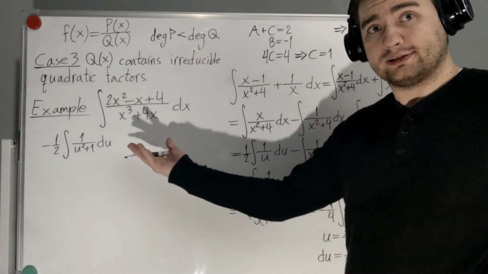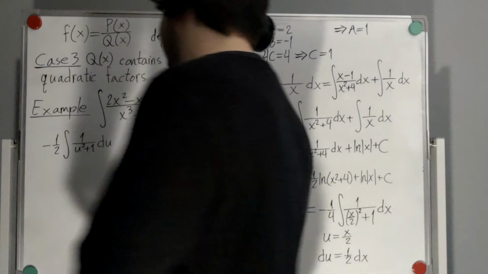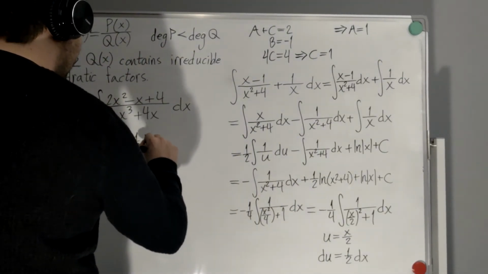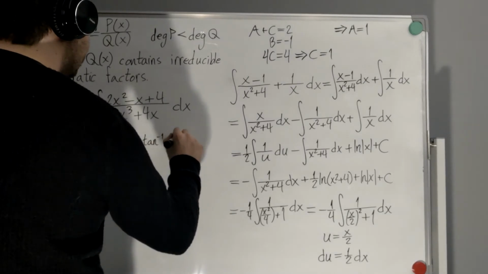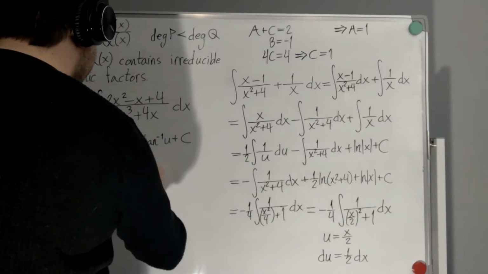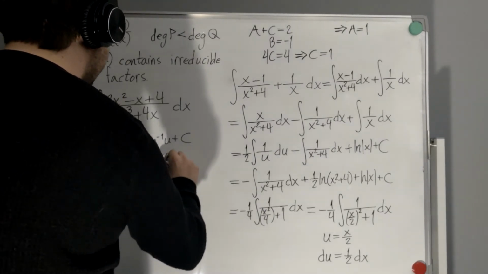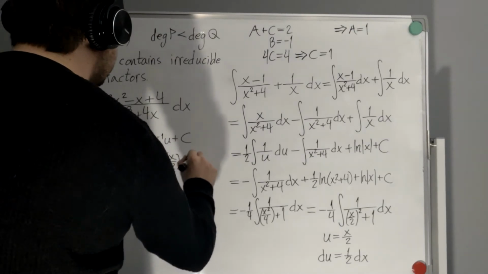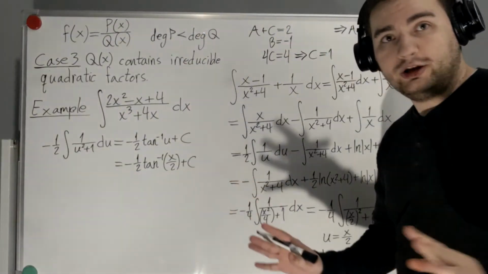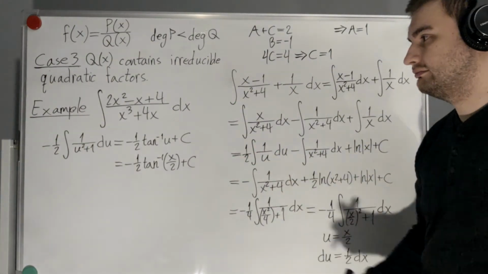And now that really is the derivative of arctangent, right? So we can go ahead and do that. We can say this is just negative 1/2 arctangent u plus c, and then u is by definition x over 2, so this is negative 1/2 arctangent of x over 2 plus c. Again, that's not the only way you could have done this. You could have done it by trigonometric substitution as well, but it was just one way.